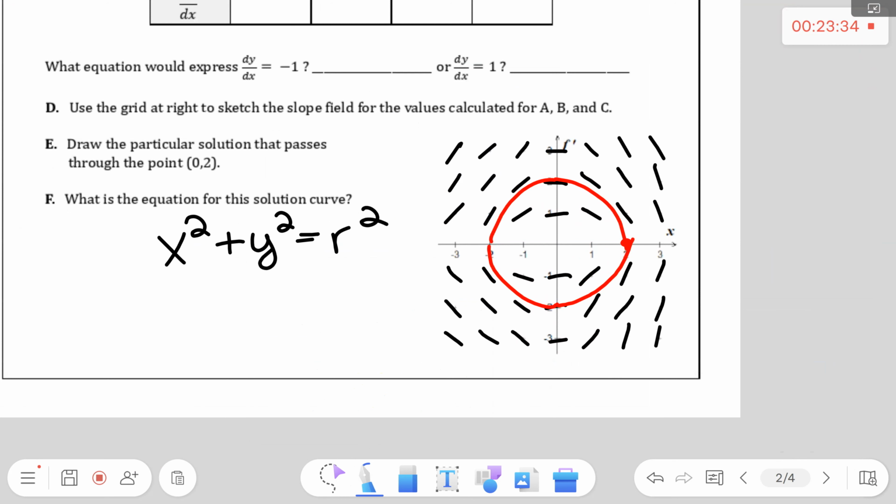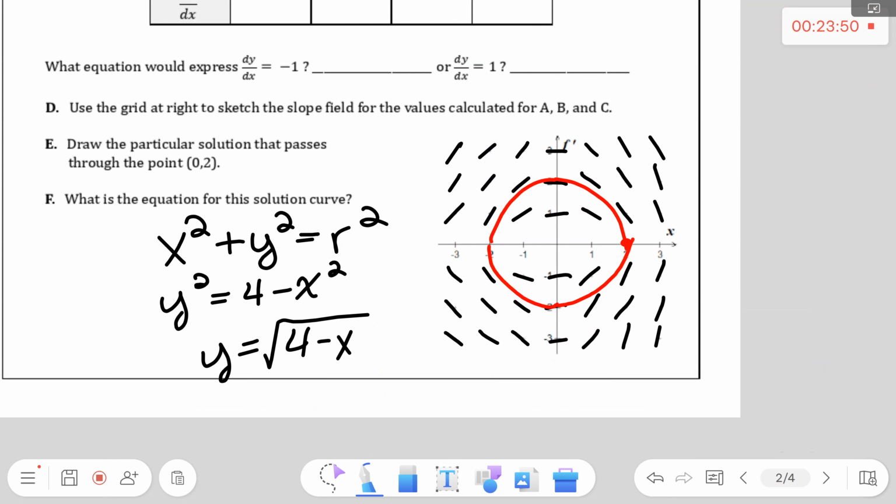What is my radius for the circle? 2. I think we can say y squared equals 4, because 2 squared is 4, minus x squared. There's our equation. And we're officially halfway down the notes.